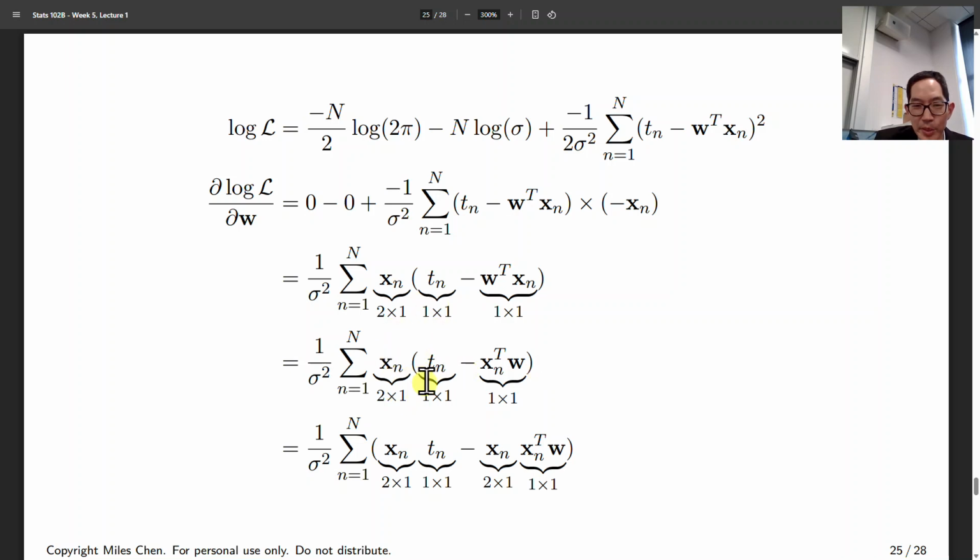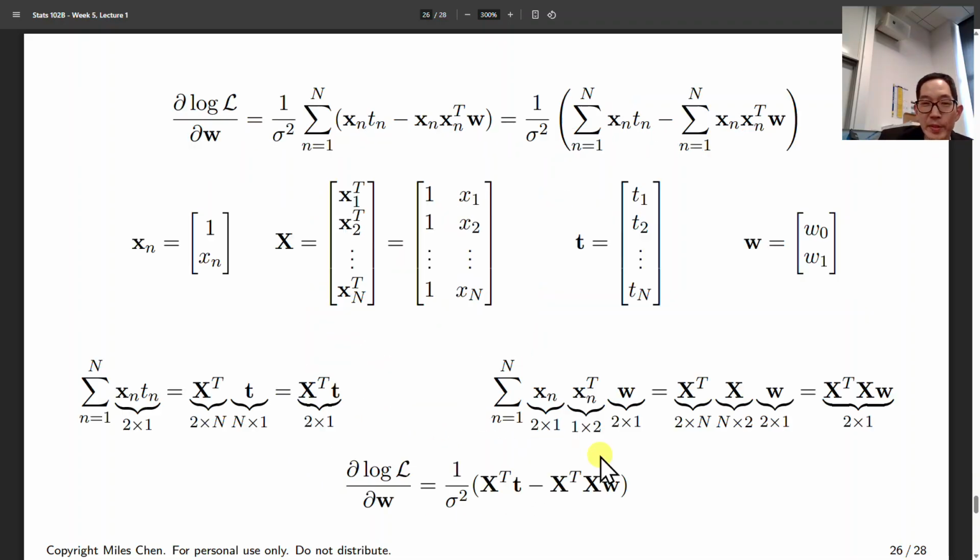I guess I copied this line. And so anyway, I'm going to distribute the x sub n, okay? And so this, I get x sub n times t sub n minus x sub n times x sub n transpose w, okay? So this whole thing is 2 by 1.